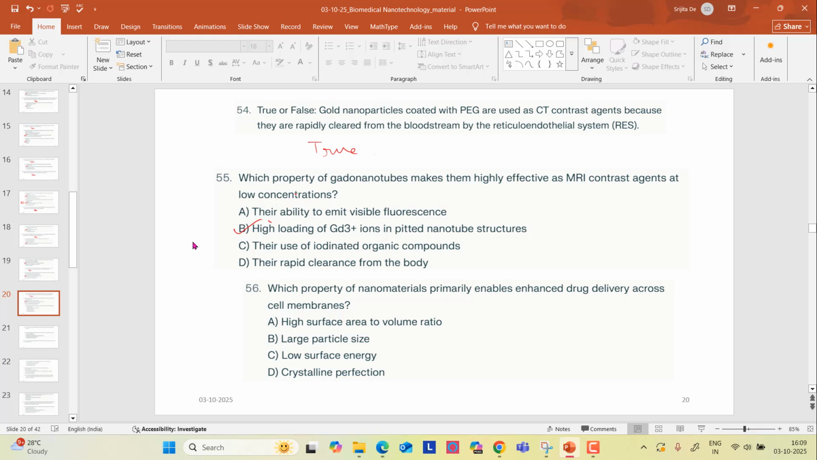Which property of nanomaterials primarily enables enhanced drug delivery across cell membranes? So it is the very common one. It is the high surface to volume ratio. Because of Option A, the high surface to volume ratio, that's why they are able to go anywhere inside the cell.